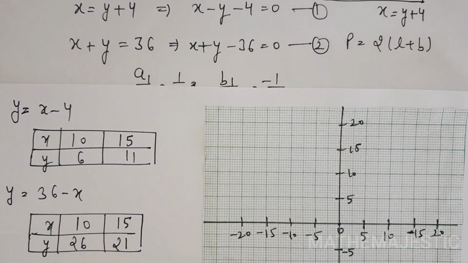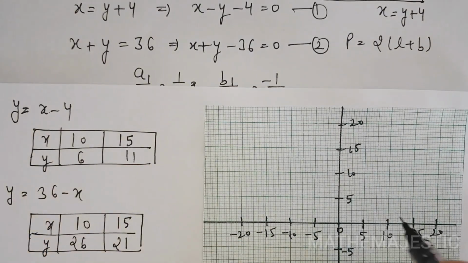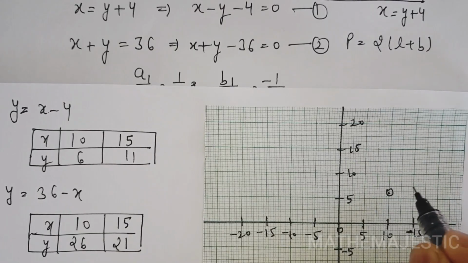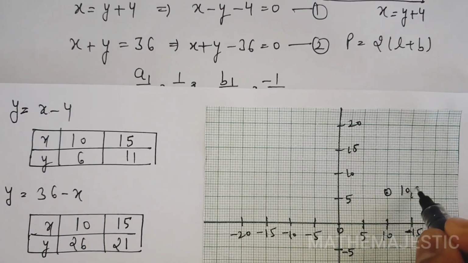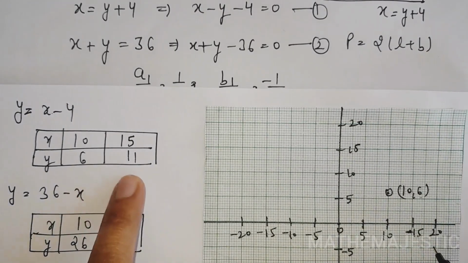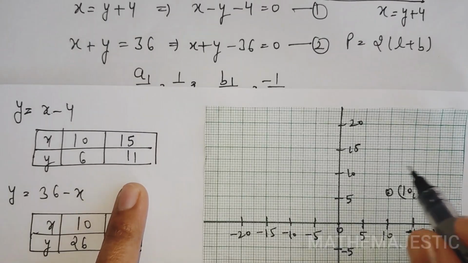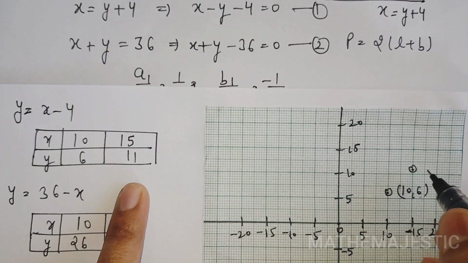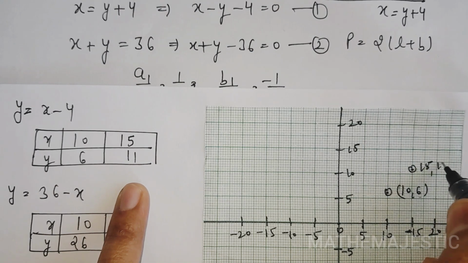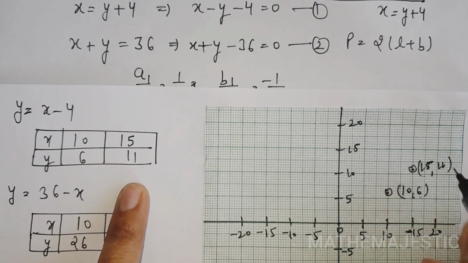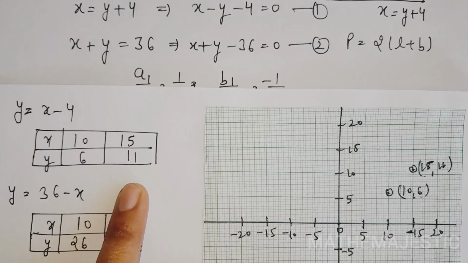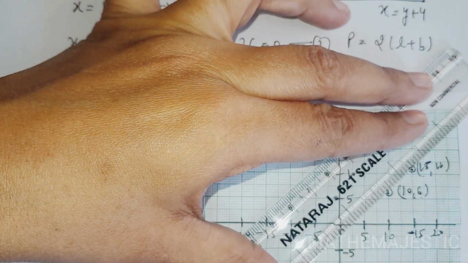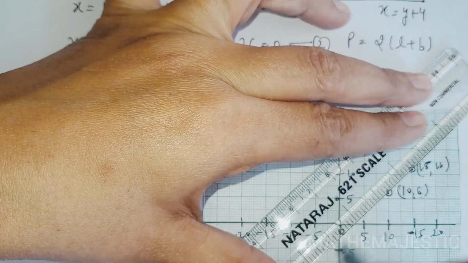If x is 10, then y is 6, it will be here. This is the point. If x is 15, then y is 11, it will be here. Now we will join them by a straight line. You will find that this line will be passing through like this.